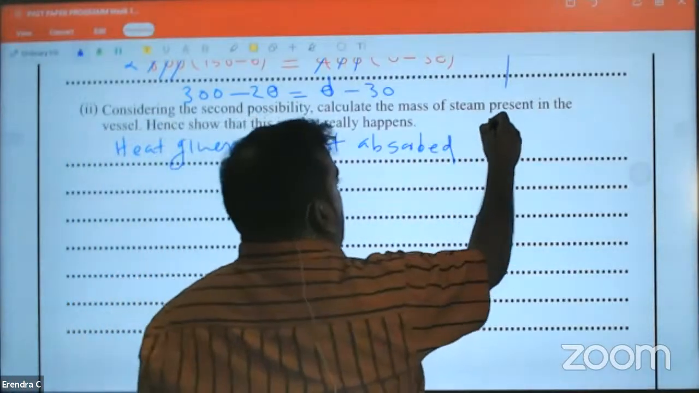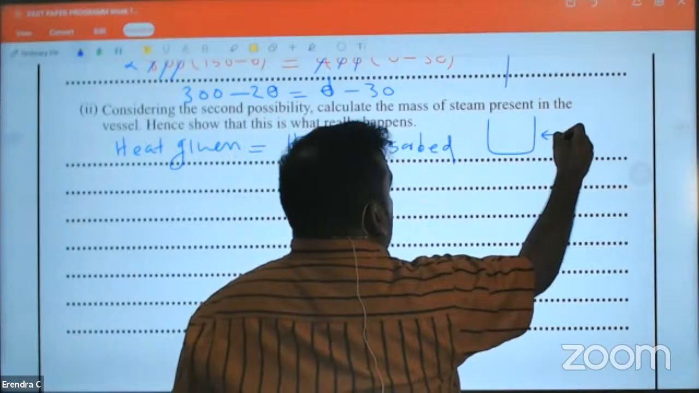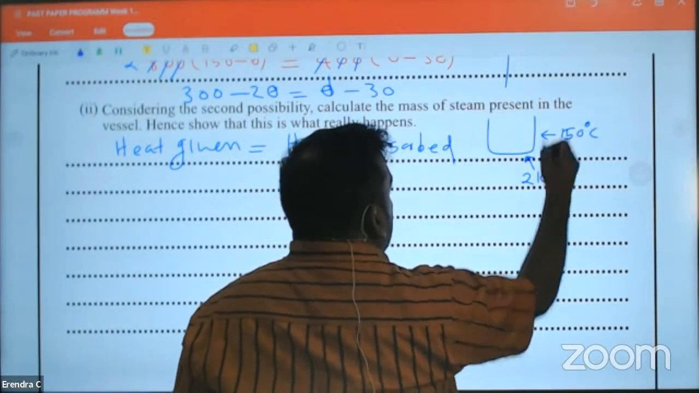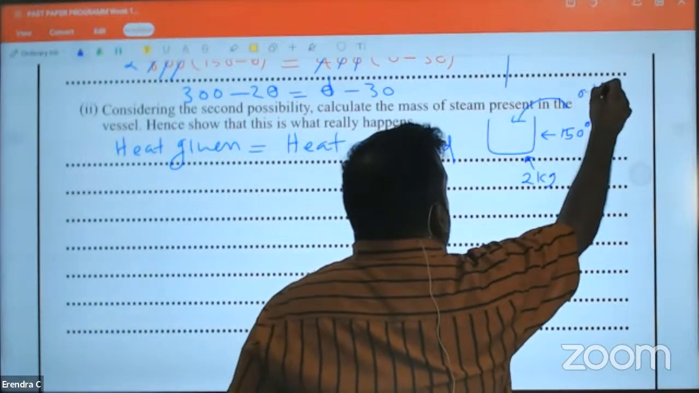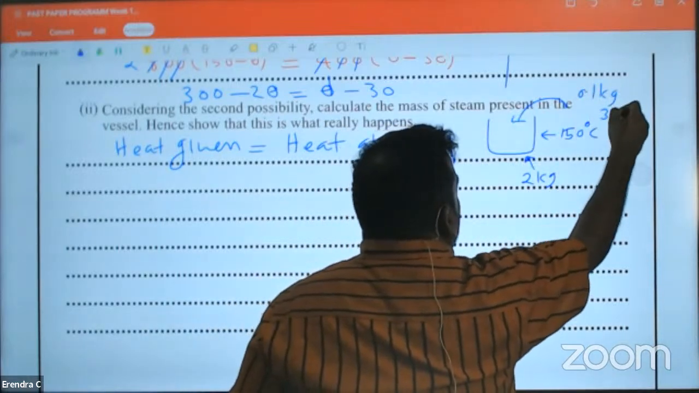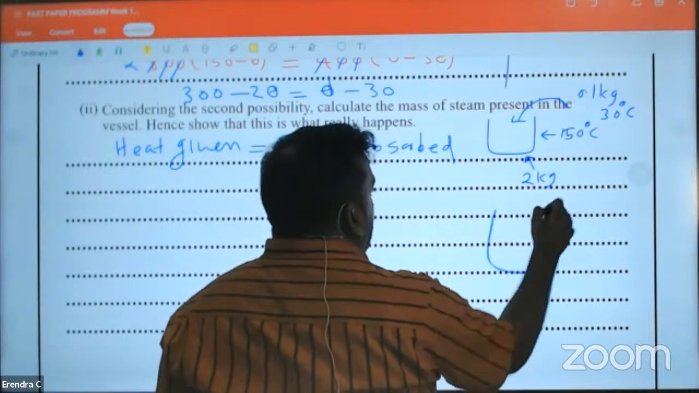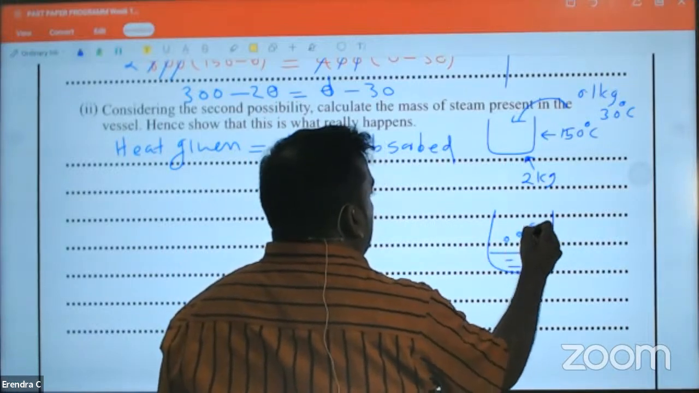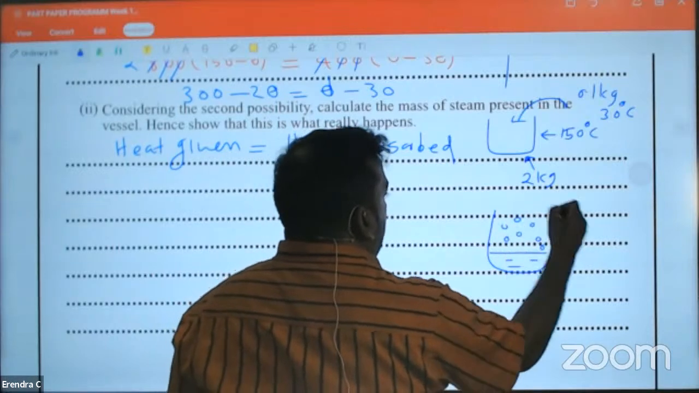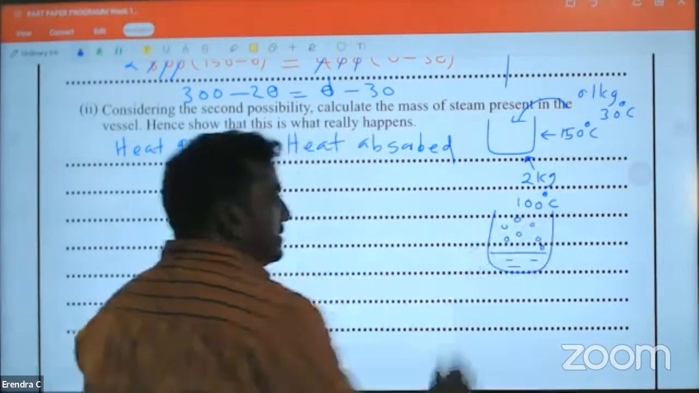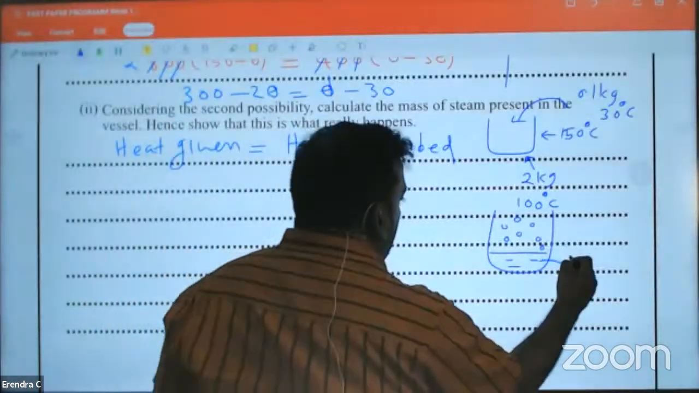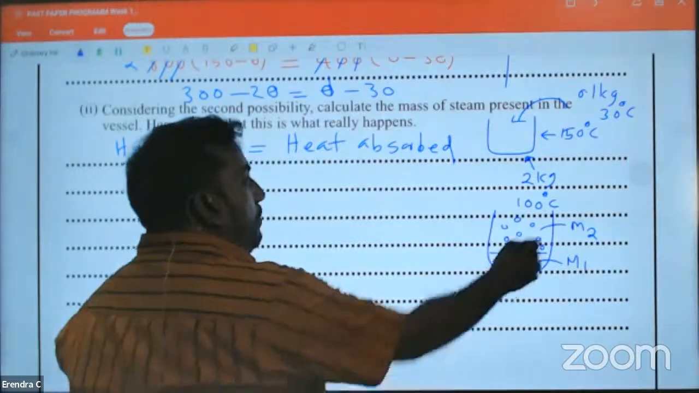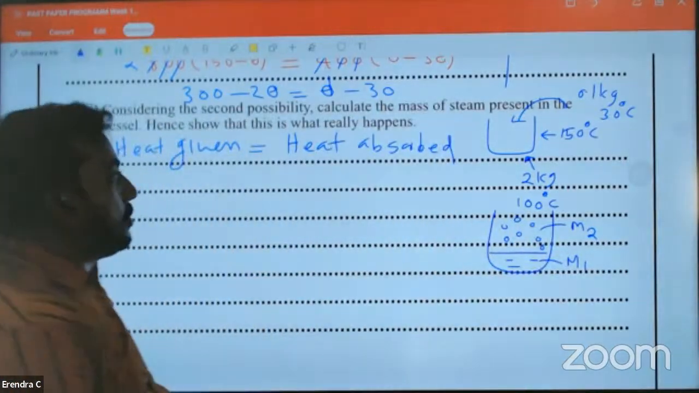So initially, 150 degrees Celsius, these are 2 kilogram. I'm pouring 0.1 kilogram of water at 30 degrees Celsius. Finally, I'm getting water and steam at 100 degrees Celsius. Mass of water, I don't know, M1. Mass of steam, I don't know, M2. But M1 plus M2 is equal to 0.1.